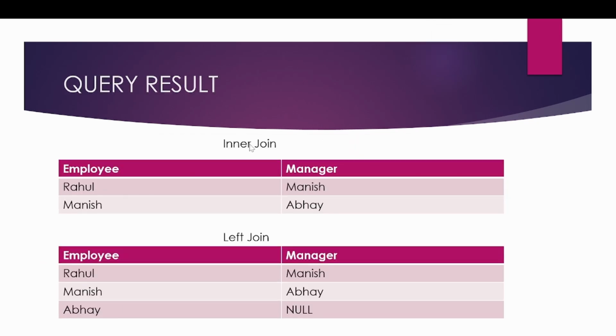These two different scenarios arise, that is inner join and left join. So how does this work? Inner join only selects those rows wherever it's matching. What will left join do? It will select rows where it's matching, but it will also select all the rows from the left table.